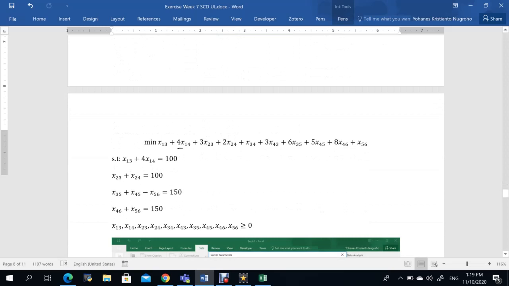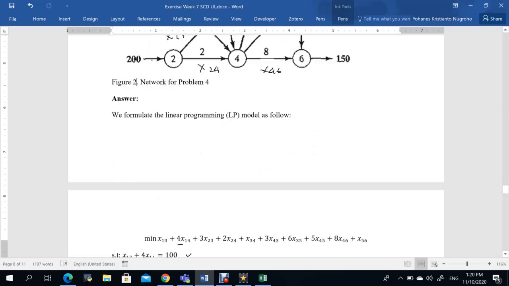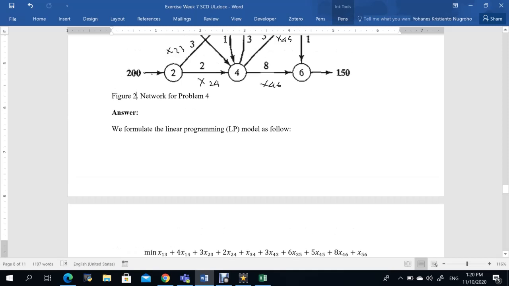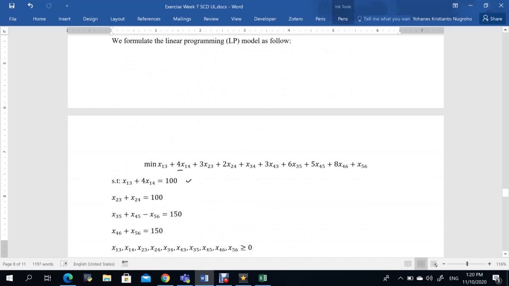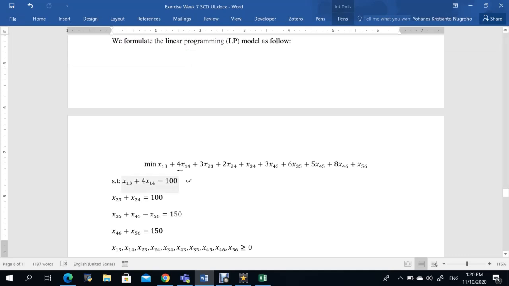And therefore we have the following formulation for the constraint, that x13 plus x14 equal to 100, right? x13 plus x14 equal to 100, meaning that there is no leftover, there is no inventory in this problem. And x23 plus x24 equal to also 100. x23, x24, oh sorry, this should be equal to 200, right? Equal to 200, right?